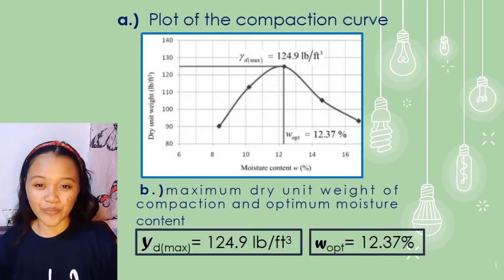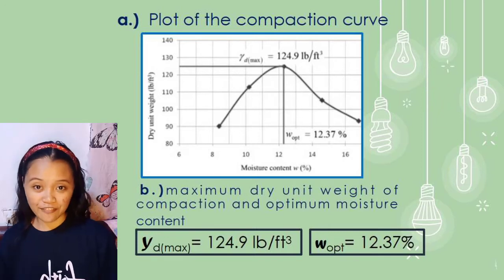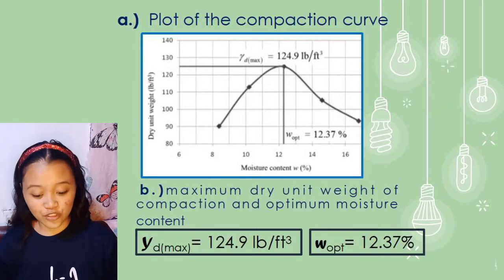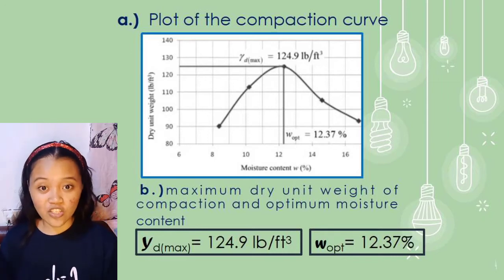So since we already have the values for our dry unit weight, and using the given values for our moisture content, we will now be able to plot our graph. So this is now the plot of the compaction curve, as what you have seen on the presentation.